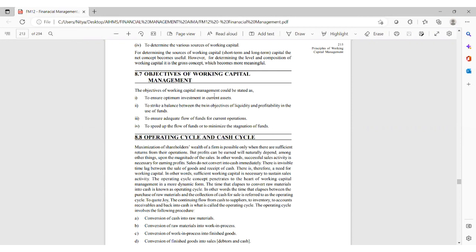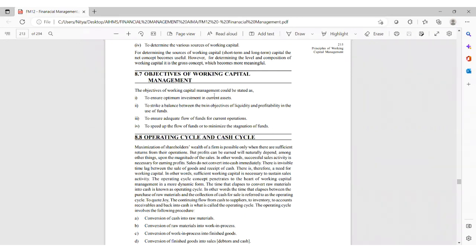Because when I'm talking about liquidity, that means I should be able to pay my debts as and when they become due. And when I'm talking about profitability, that means whatever funds we are using in the business should generate the maximum profit for the business. So both the objectives should be taken care of. Then, to ensure adequate flow of funds for current operations. As I told you, whenever the funds are required for your day-to-day operations, you should have those funds as and when they become due.